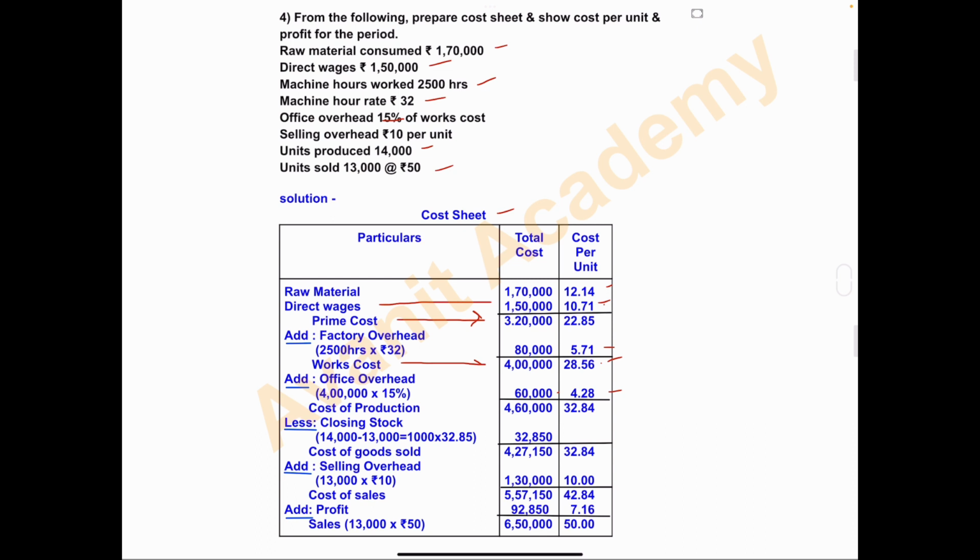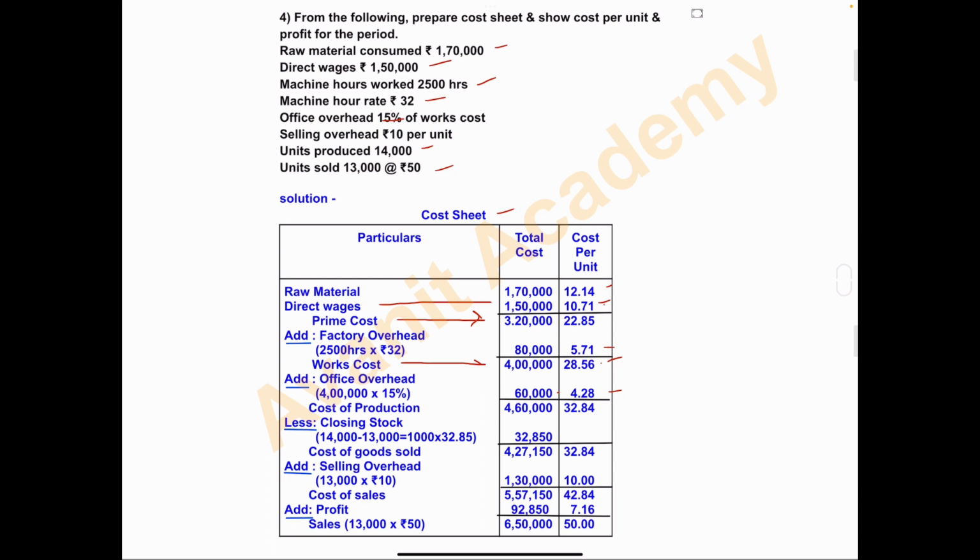Add these two amounts, works cost and office overhead. 4 lakh plus 60,000, total is 4,60,000. Cost per unit: 28.56 plus 4.28, total 32.84.